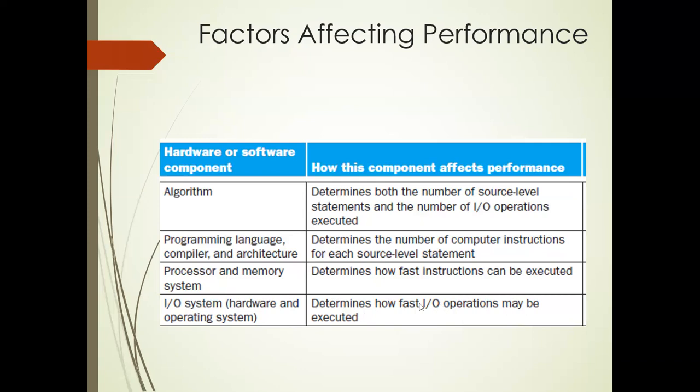For example, how fast you will be accessing the hard disk, how fast you will be collecting the data from the internet, how fast you will communicate with the mouse, with the screen, etc. So all of these will be affecting performance. Those are the software and hardware. The algorithm is software; programming language, compiler, and architecture are also software, because the architecture deals with the instruction set. However, the processor and memory are the hardware, and the IO system is composed of both hardware and software, because the operating system is also a complicated piece of software.